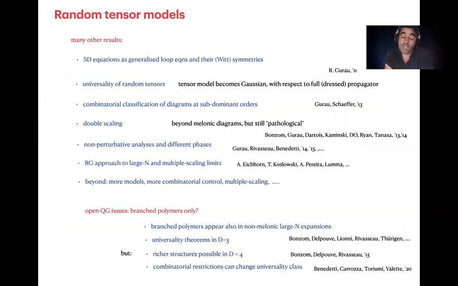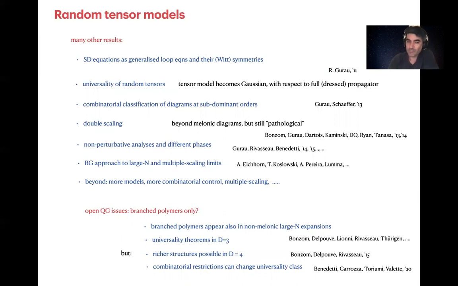Many other results have been obtained in the last roughly 10 years in the context of random tensor models, concerning both the perturbative expansion, but also a lot of non-perturbative results for these models. One main issue is whether one can go beyond the branched polymer regime, the regime of the dynamics dominated by branched polymers. And here there are a number of contrasting results, some encouraging.